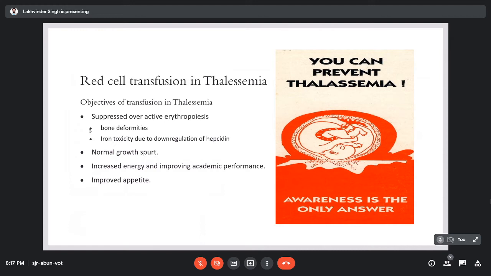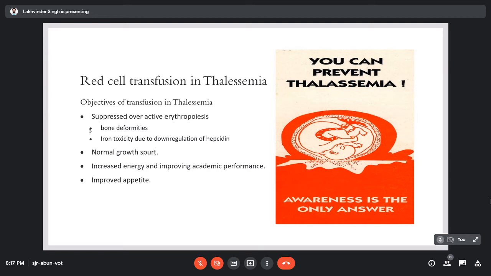improve academic performance and improve appetite. But we all have to understand that every month they have to come for blood transfusion. They get repeated transfusion reactions. They have abnormal growth spurts, and their academic performance is not very good. So there are so many complications. Some develop psychiatric problems also.